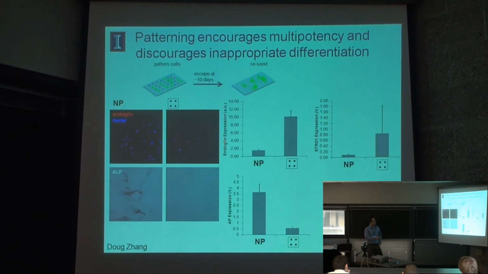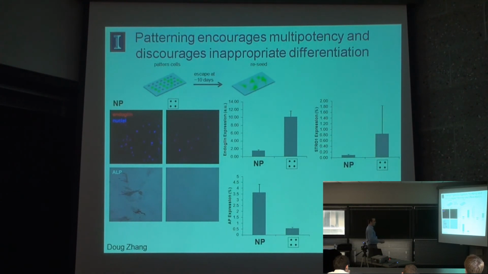And so we did these experiments where we patterned the cells, and then after they escaped, we trypsinized them and then reseeded them at the same density and looked at stem cell markers. And here for endoglin and STRO1, we see a higher expression of stem cell markers in the cells that had been patterned. And importantly, we see high expression of alkaline phosphatase in the unpatterned cells. So this might be a way to prolong the stem cell phenotype in culture. And so you can imagine being able to do this to maintain that. And I think it's pretty neat work.